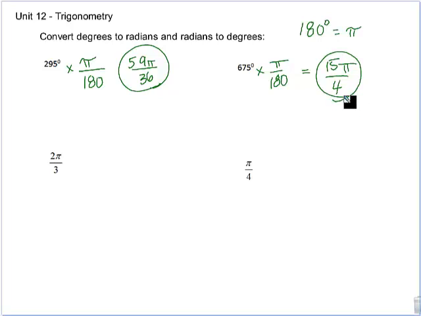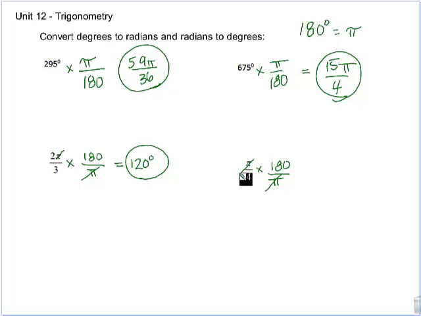If we have 2 pi over 3 and we want to convert this to degrees, now we would multiply by 180 over pi. Here our pi's end up canceling, so we just have to take 2/3 of 180, which is 120 degrees. Pi over 4, convert to degrees, we'd have to multiply by 180 over pi.